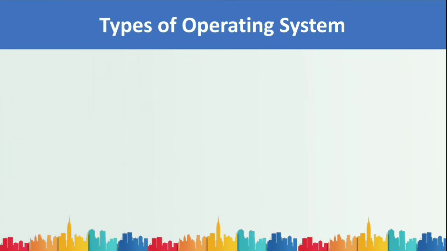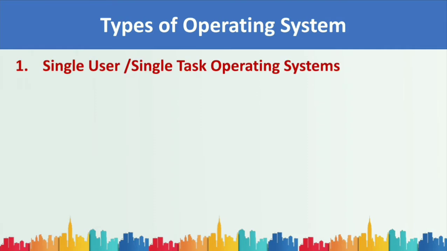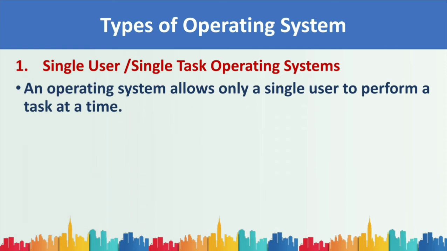Let's move on to the next topic, that is types of operating system. Here the operating systems are classified into two different types depending on their processing capacity. The first one is single user or single task operating system. This operating system allows only one, that is a single user, to perform a task at a time. So this type of operating system is called a single user or single task operating system. For example, MS-DOS, that is Microsoft Disk Operating System.